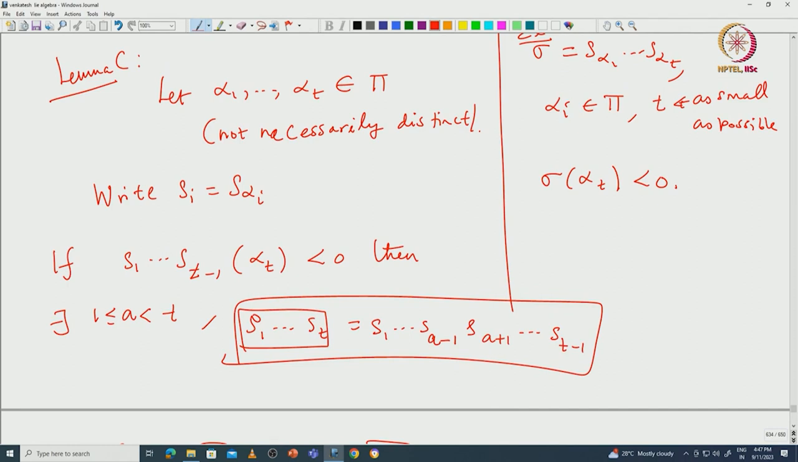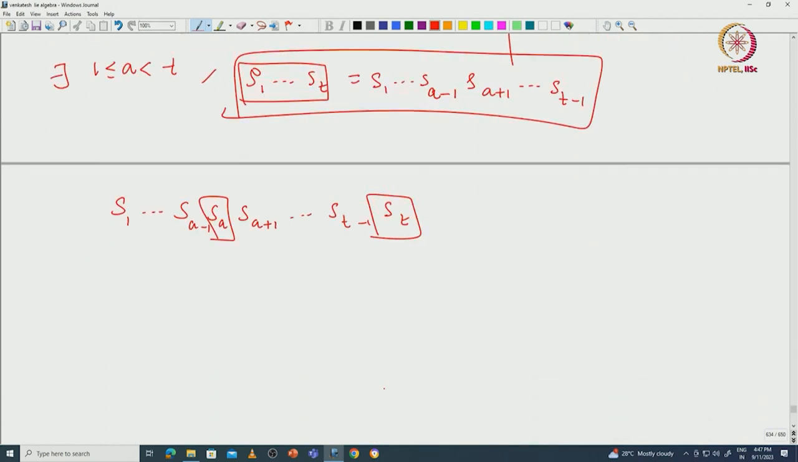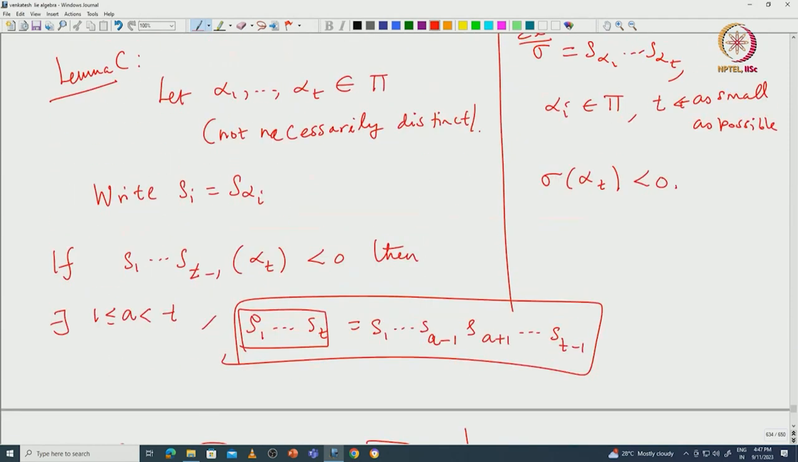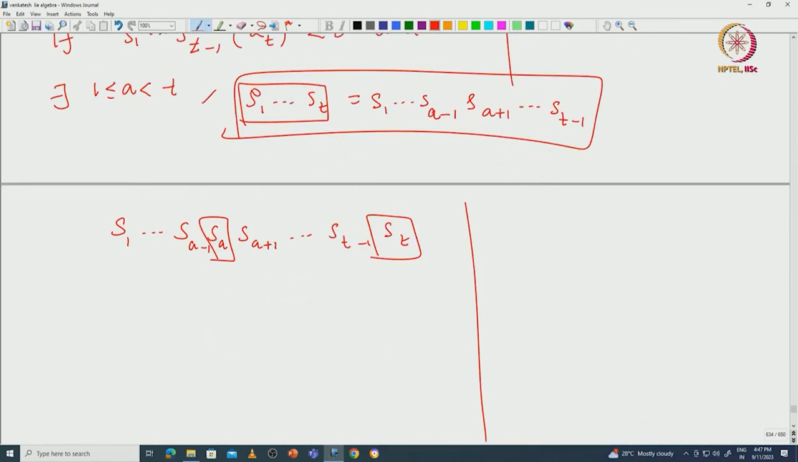This is what is called the deletion condition. This deletion condition actually plays an important role if we think about the Weyl group. One can prove this, and maybe we will do it during one of the problem solving sessions. So lemma C is called the deletion condition.